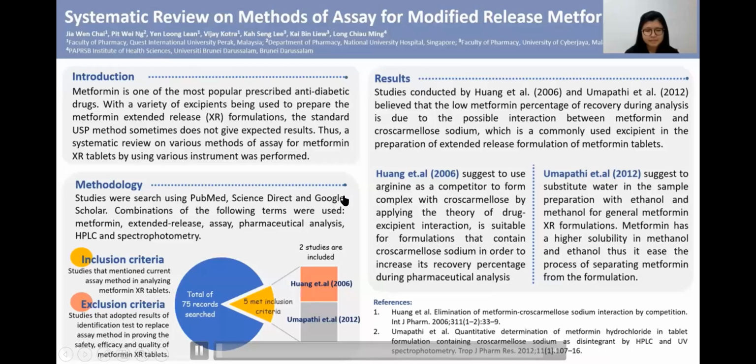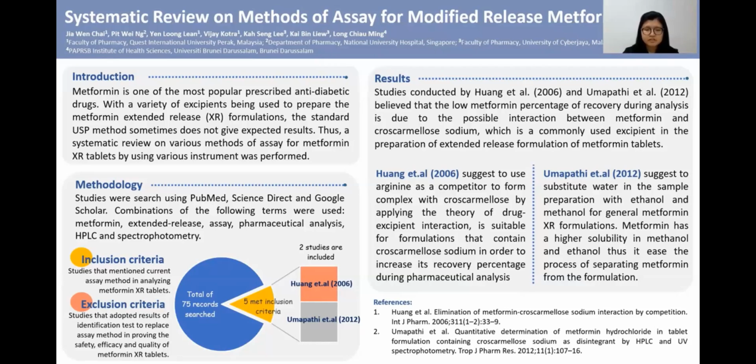Hi, my name is Chai Jia Wen. Today, I'm presenting a systematic review of the assay methods for modified release metformin tablets, specialized in extended release formulation. Diabetes is a major public health concern in Malaysia, which affects 2.8 million individuals. Among a variety of oral hypoglycemics, metformin is one of the most popular prescribed anti-diabetic drugs, sold under the brand name of Glucophage. According to the British Pharmacopoeia and United States Pharmacopoeia, the assay method that applies to the plain tablet is often not applicable to extended release formulation.